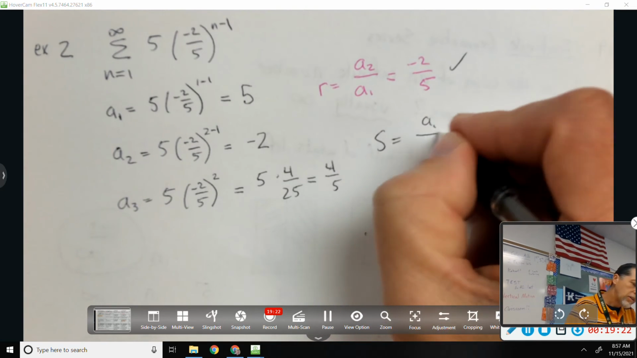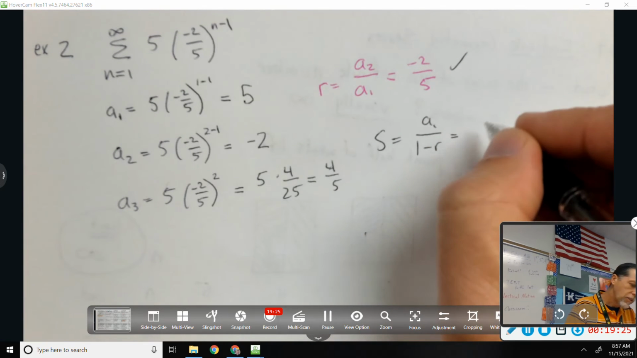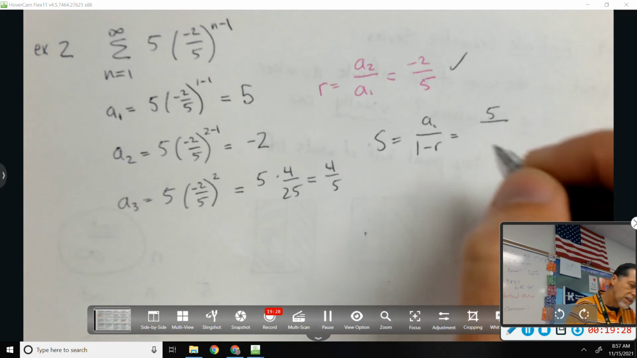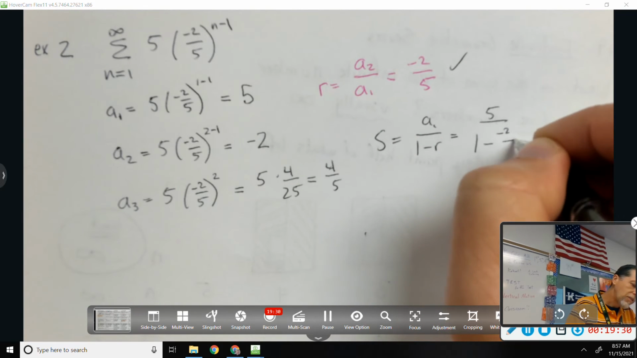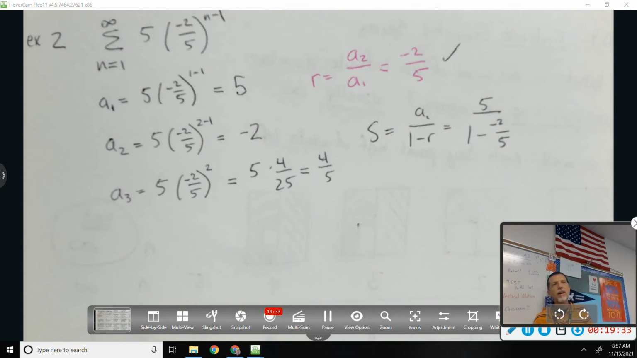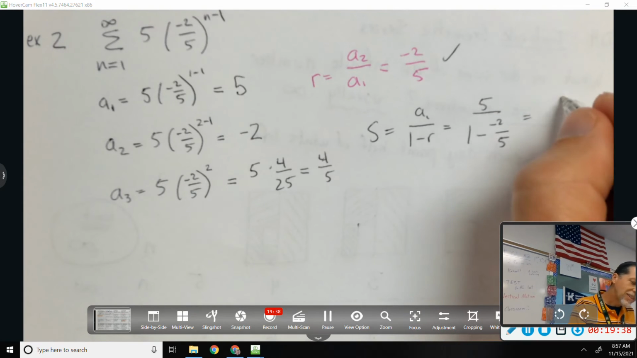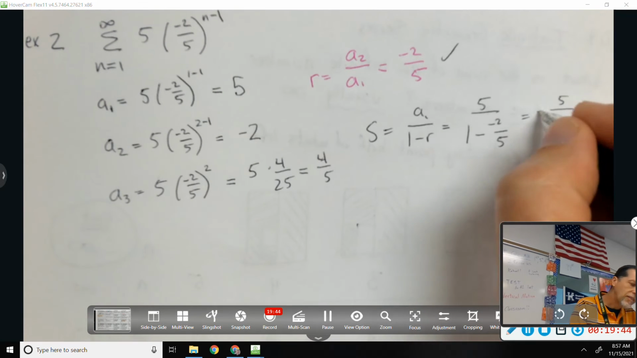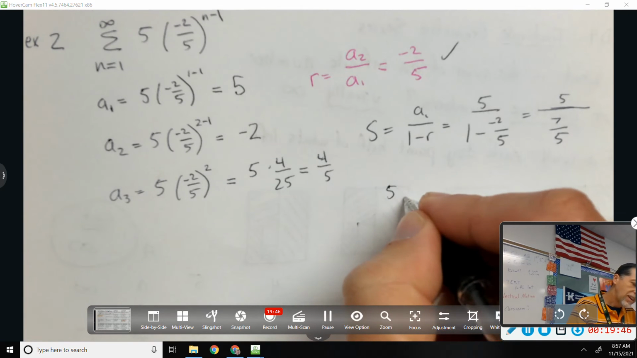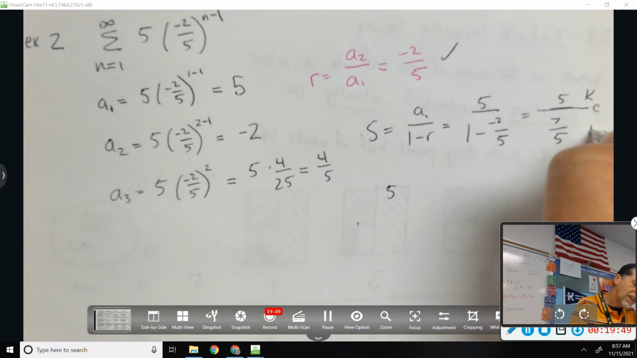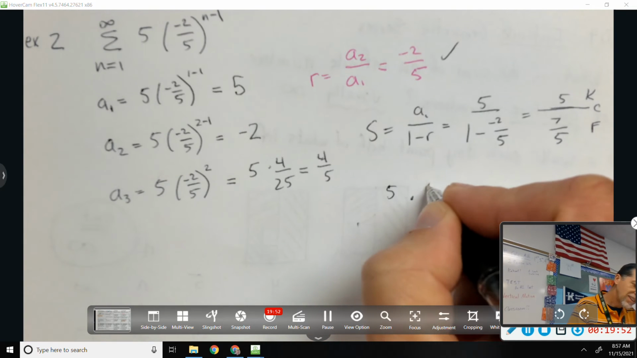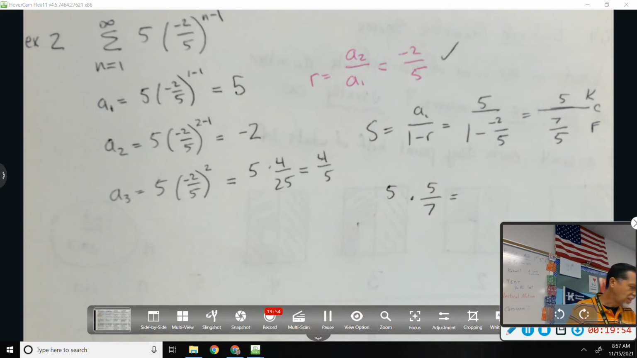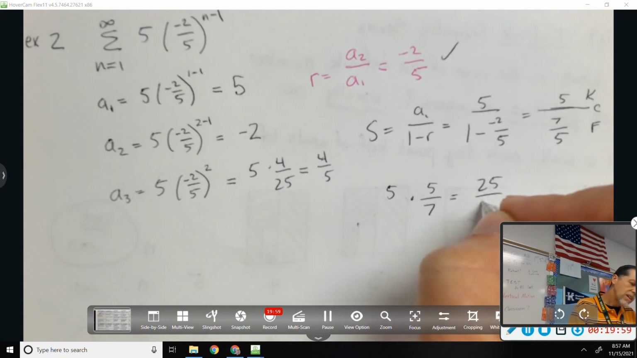So A1 over 1 minus R. First term is 5, over 1 minus negative 2/5. Minus minus would be plus, so 7/5. 5 divided by 7/5. How about we keep it, change it, flip it? 5 times 5/7 is 25/7.